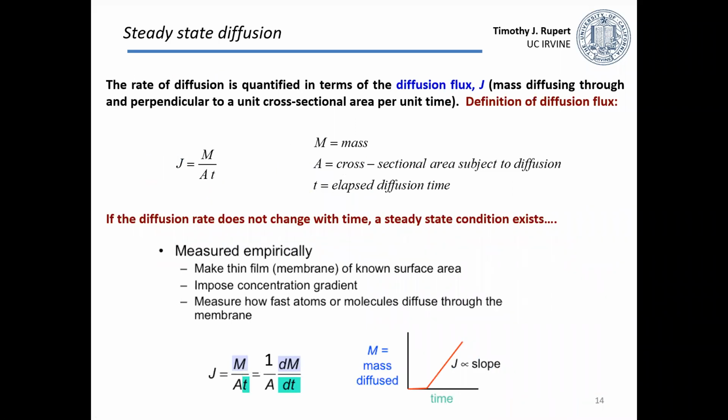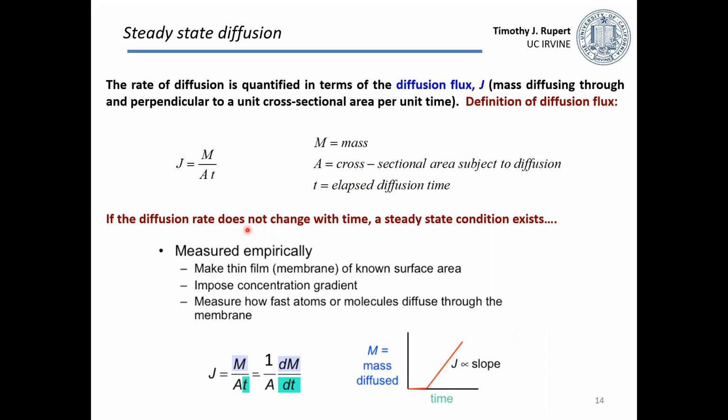Okay, so let's start putting some equations and numbers on it. So the rate of diffusion that we see can be quantified in terms of diffusion flux. So we'll use the term J for this. And this is just the mass diffusing through and perpendicular to a unit cross-section area per unit time, okay? So if I had that drawing before where I had some unit area, how much matter is coming through that region, okay? And that flux is just that mass normalized by the area and the time, okay? So it might be something like grams per meter squared second.